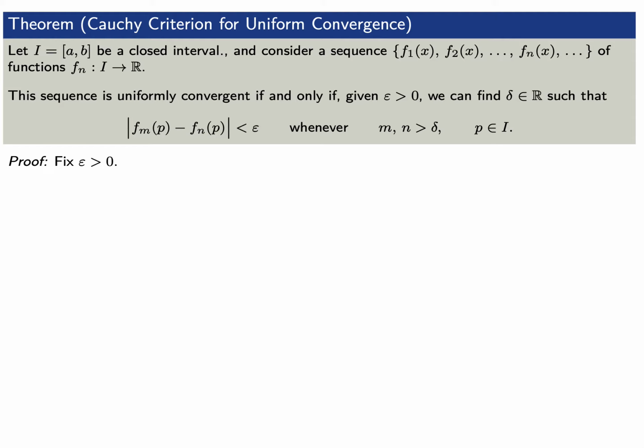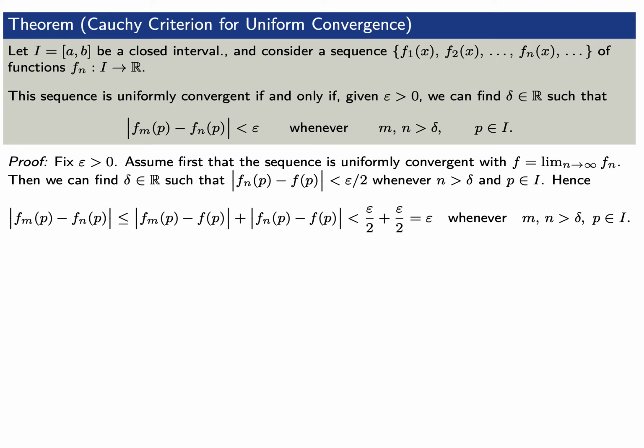We'll discuss the proof. Let's fix a positive epsilon. First, let's assume that our sequence is uniformly convergent where the limit is a function f. Then we can find a delta such that f sub n of p minus f of p is less than epsilon over 2 whenever n is greater than delta and p is an element of our closed interval. Hence, if we consider f sub m of p minus f sub n of p, we can use the triangle inequality to write this in terms of f sub m of p minus f of p plus f sub n of p minus f of p. This, of course, is less than epsilon over 2 plus epsilon over 2, which is epsilon.